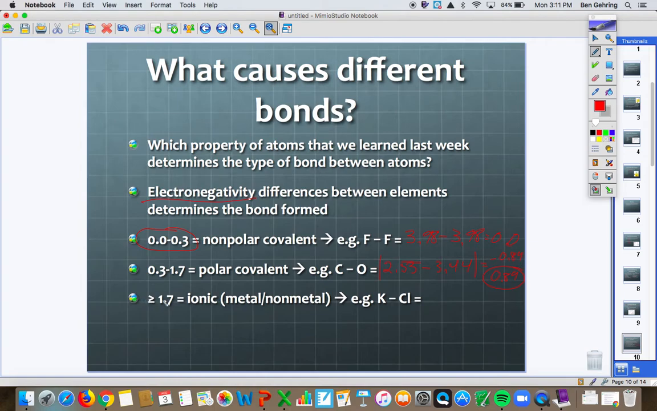And then if the difference is greater than 1.7, for example, potassium and chlorine. Potassium is 0.82, and chlorine is 3.16. So again, we're going to get a negative here, so let's do absolute value bars. If I subtract those two and take the absolute value, I get 2.34 as my difference, which means that's going to be an ionic bond.